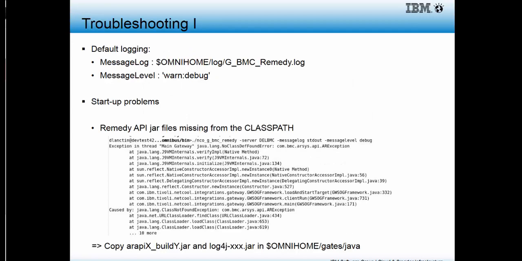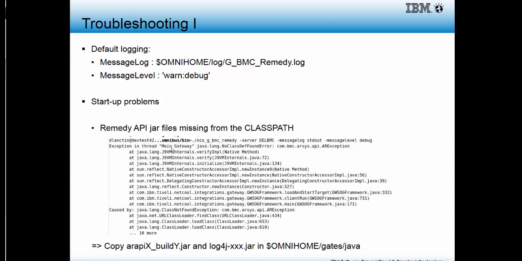Okay, so here's a quick section on troubleshooting the gateway with some basic diagnostics. All the logs are located in the OmniHome log directory. We just have one log file for this gateway. You can set the message level of the gateway using the message level property in the gateway props file to debug if needed. By default, it's on warn mode anyway. And again, you can also change the location.